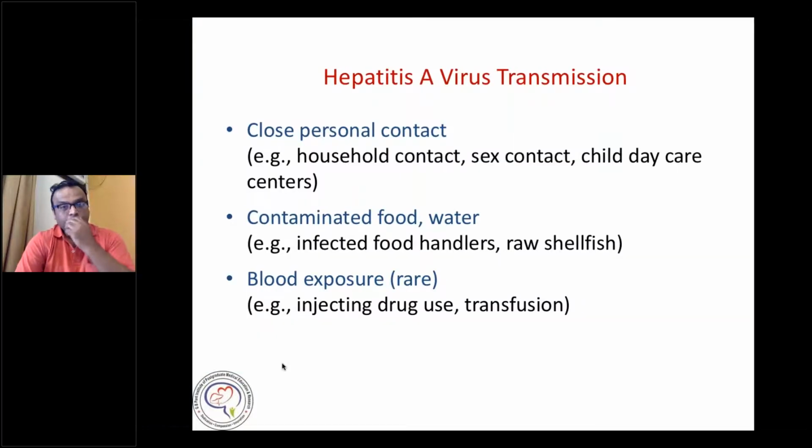So how is it transmitted? The most important is close personal contact, contaminated food or water, and very rarely it has been reported to be transmitted through blood. Remember that whenever we are talking of hepatitis A and E, we are basically talking of fecal-oral transmission, which essentially means contaminated food and water is the most important source of infection.